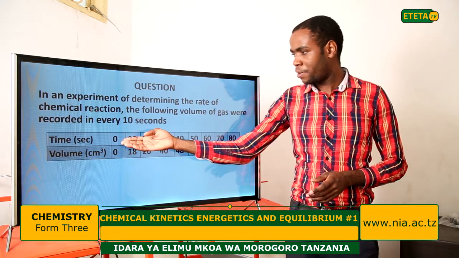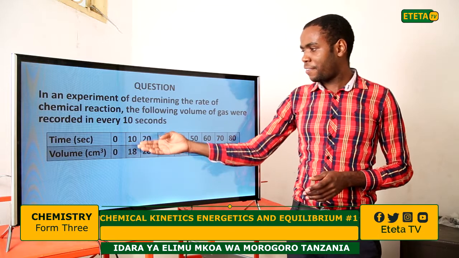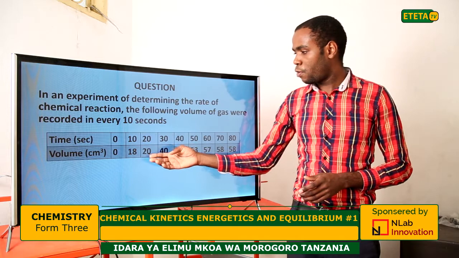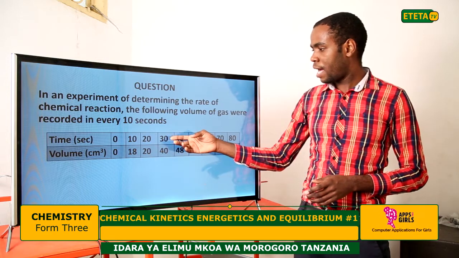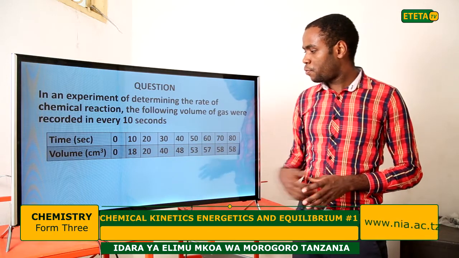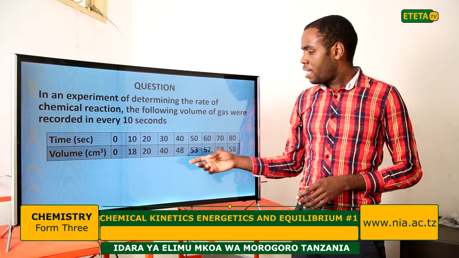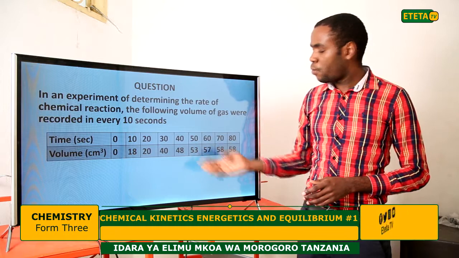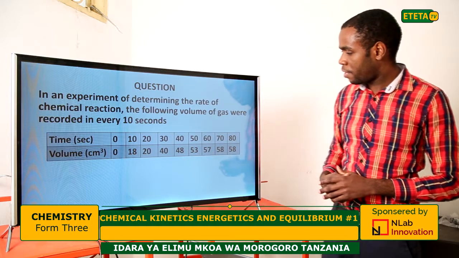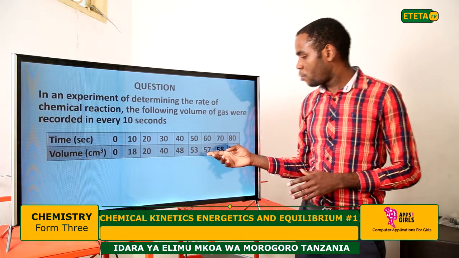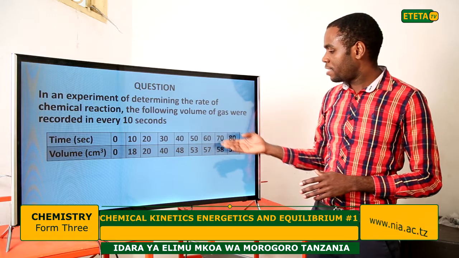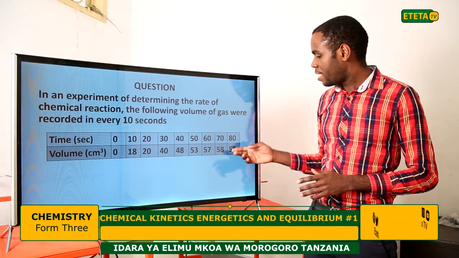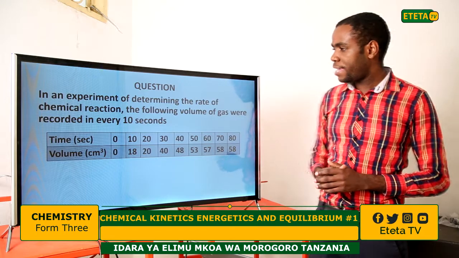At time 0, the volume was 0. After 10, the volume was 18. At 20, the volume was 20. At 30, the volume was 40. At 40, the volume was 48. At 50, the volume was 53. At 60, the volume was 57. At 70, the volume was 58. And at 80, the volume was 58.